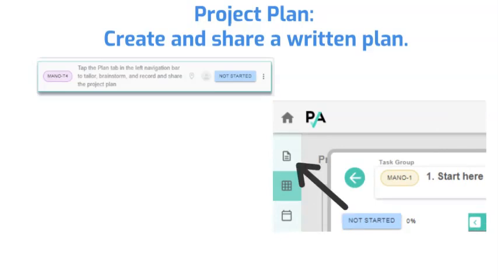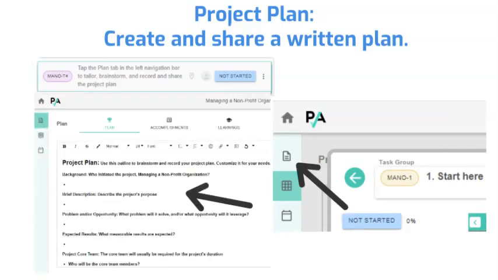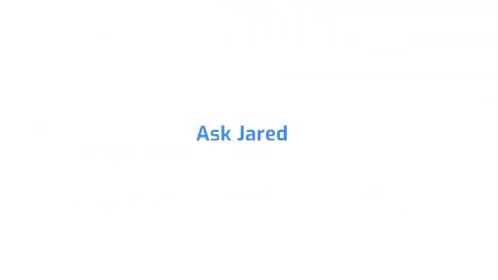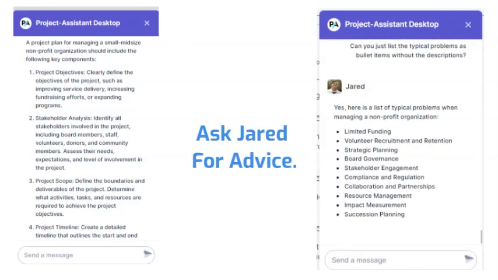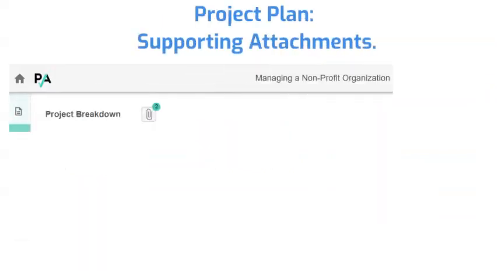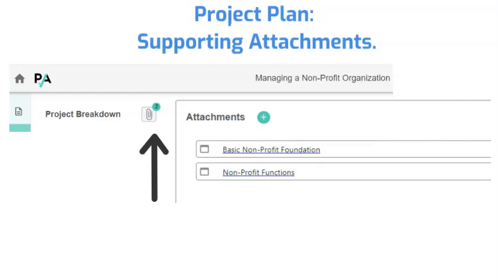Tap the plan icon in the left navigation bar. Customize the plan categories, develop, and share the plan. Enter a brief description of your nonprofit organization into the AI bot Jared, and ask Jared to help with your plan. Ask Jared to describe the elements of your plan. The more specific your input, the more the bot will be able to help. Continue using Jared as an expert coach for managing your nonprofit organization. The number beside the paperclip is the number of attachments on that page.